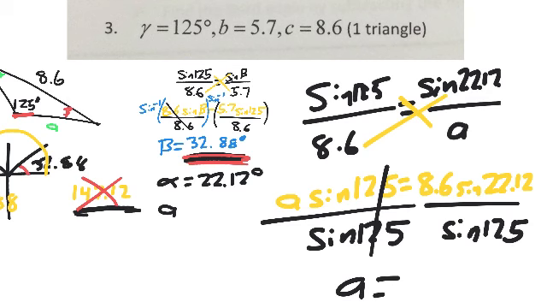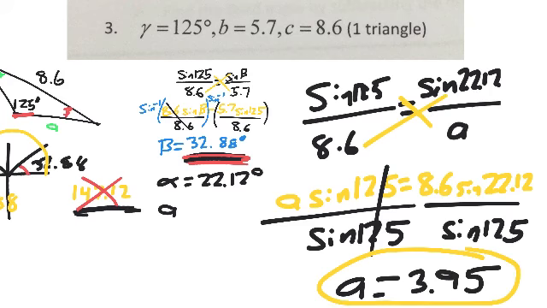I was not taking a trig function of that variable. So I put that in my calculator, 8.6 times sine of 22.12 divided by sine of 125. I get A has to be equal to 3.95. So my answer here, there's my missing side. There are my two missing angles. When is the Pythagorean theorem available to be used? In a right triangle. This is not a right triangle, so no, you can't use the Pythagorean theorem.